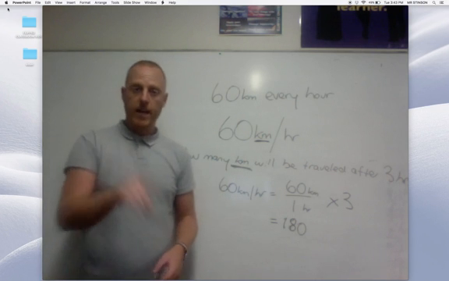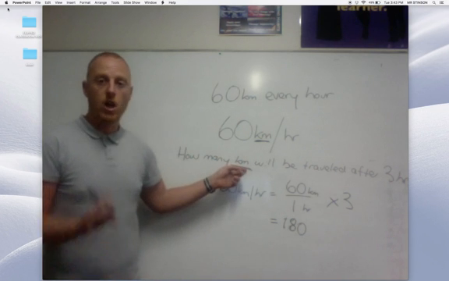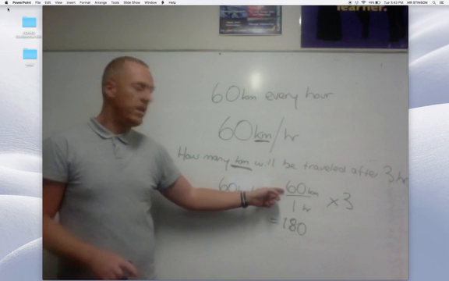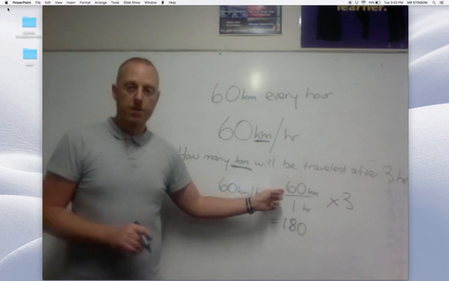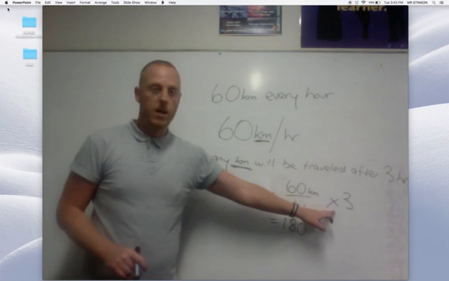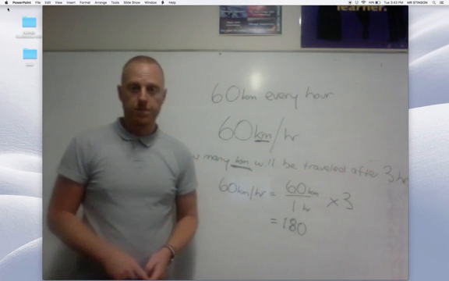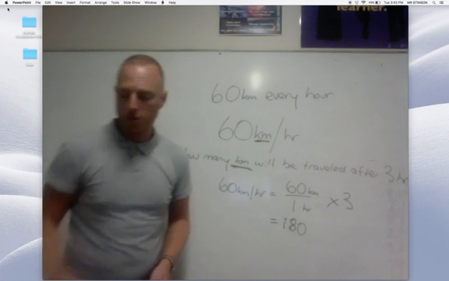Let's quickly look again. This question has asked us to find kilometres. And kilometres sit on top of our fraction, in the numerator. And if this ever happens, you must multiply by the quantity they give you. Let's look at a different question quickly.